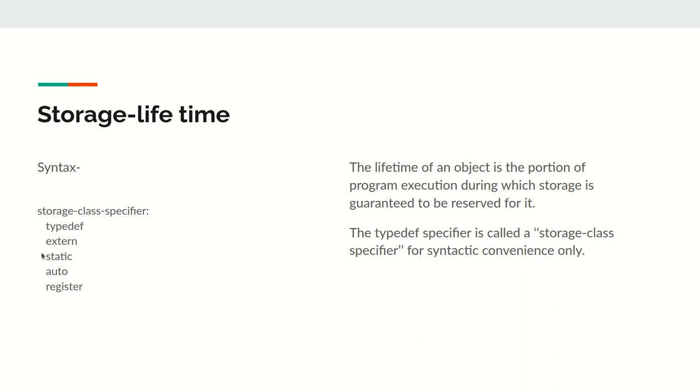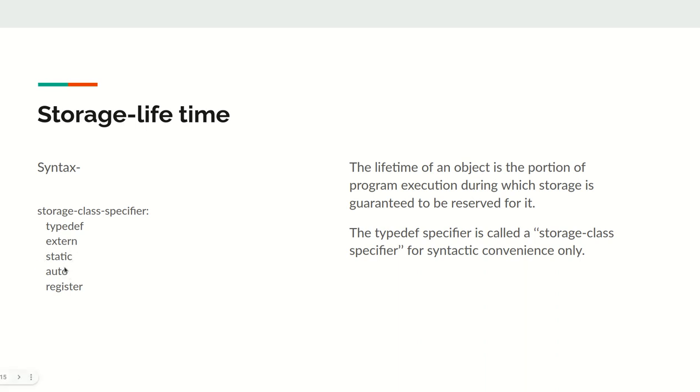Then next comes static. For the static storage class specifier, the lifetime is also throughout the program. But it can be internal to one program unit, or we can make it shared across multiple program units. Either way, the lifetime is throughout the program, and the storage is reserved for that identifier when it is declared static.